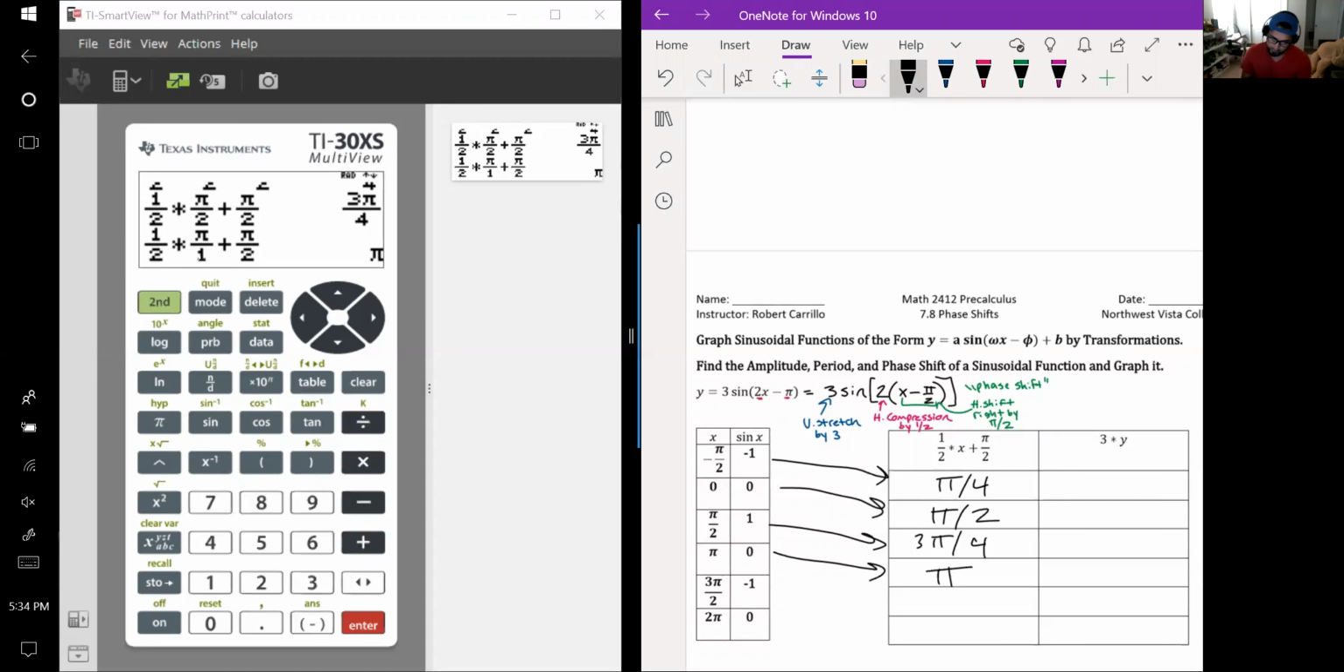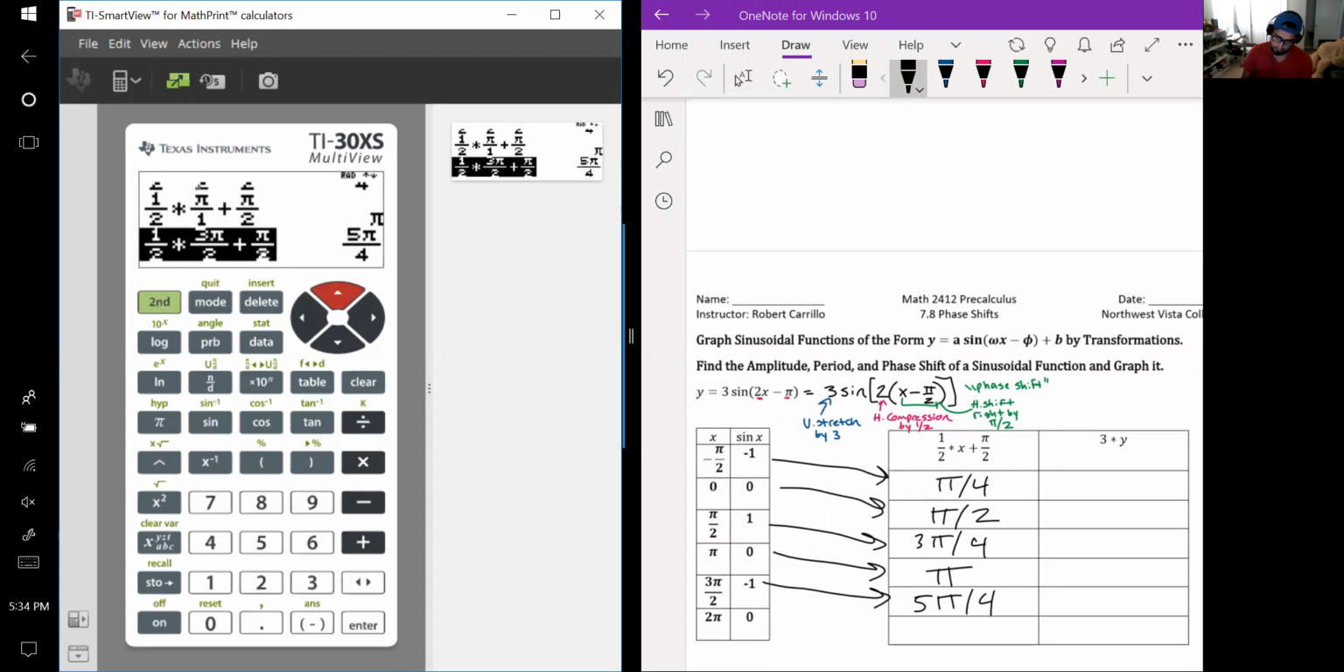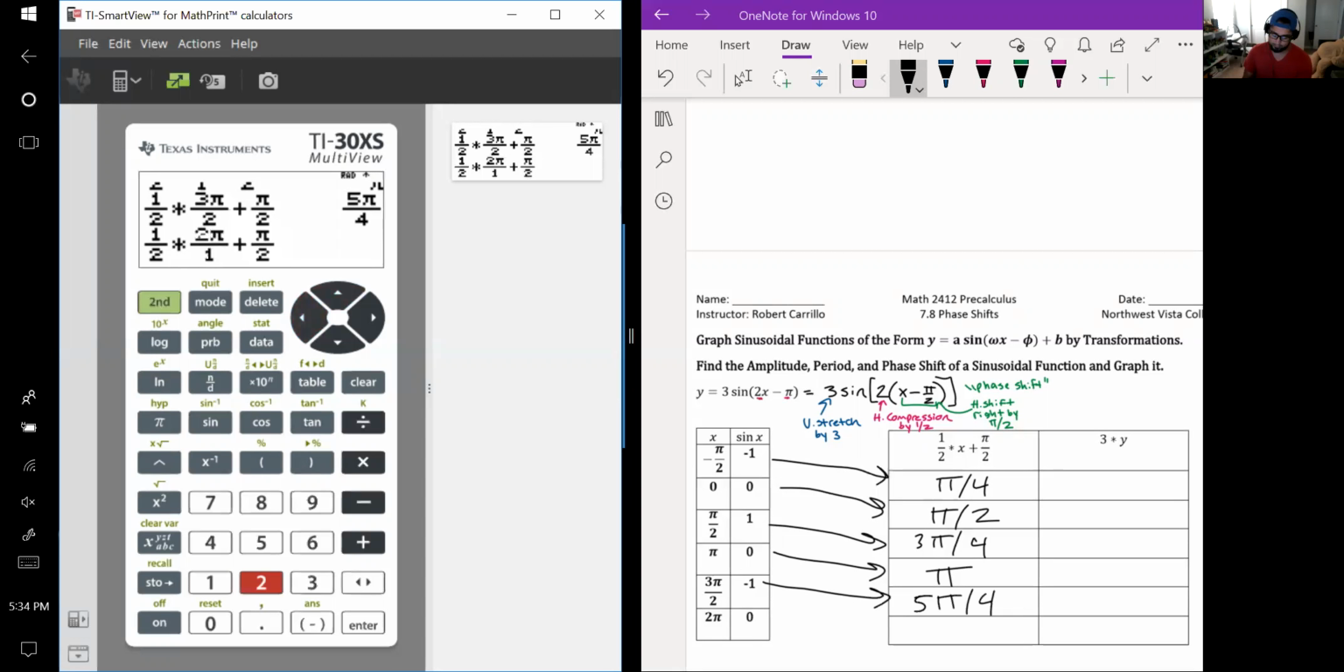And then we'll do it for 3 pi/2. Type the same thing. Make that a 2. Make that a 3 pi. There we go. Hit enter, and you'll get a 5 pi/4. And last, we'll do 2 pi. Same exact statement. Make that a 1. And make that a 2 pi. And we'll get 3 pi/2.